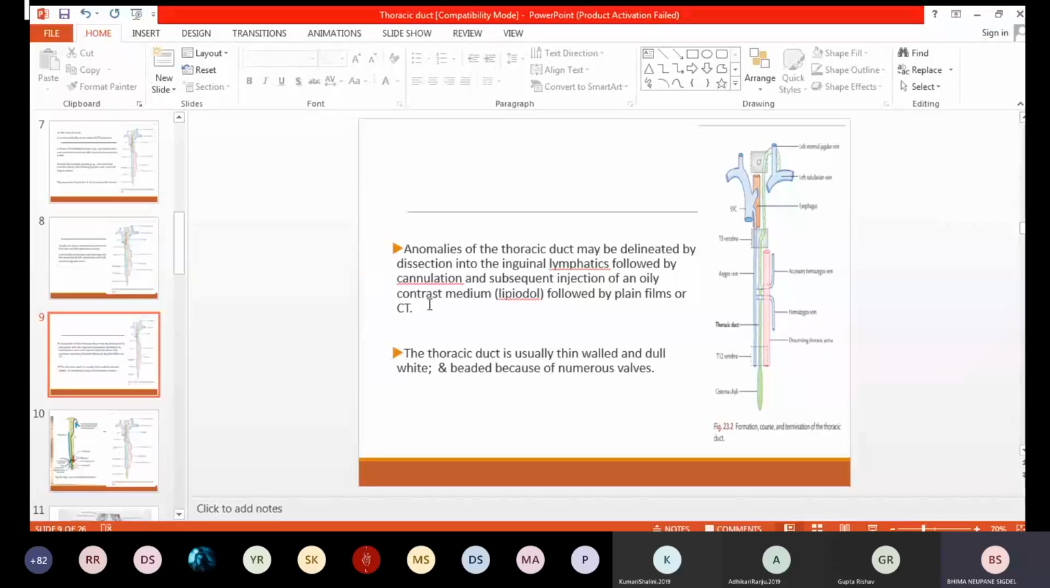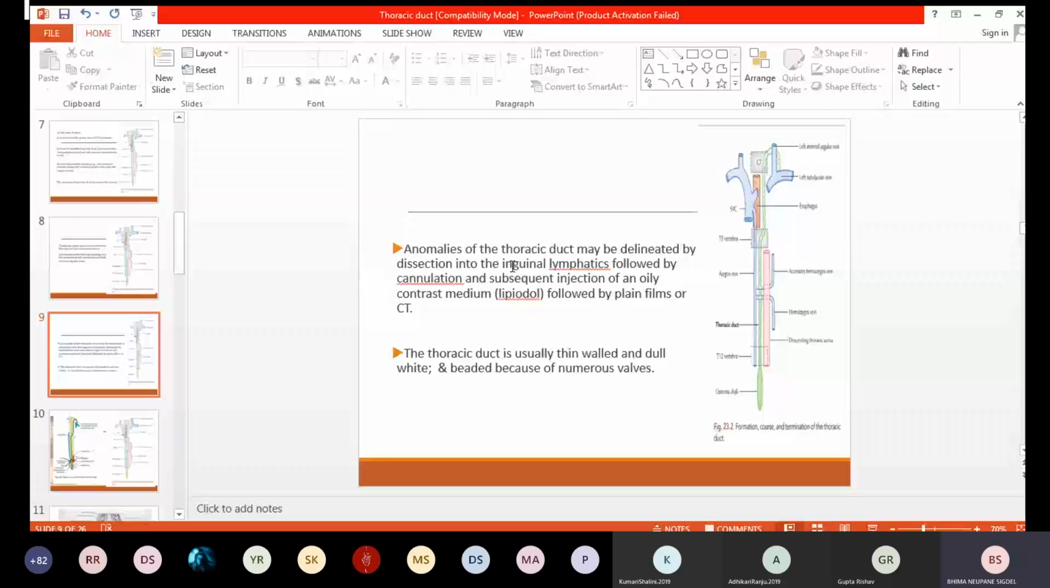This is lipiodol; you will study it later in radiology. You have not had that class yet. This is the contrast medium, because of which this liquid will enter into the duct, and in the X-ray it will appear white, more white, right? After the passage of the contrast medium, known as lipiodol, you can see whether the thoracic duct is in the normal line, like we have seen.